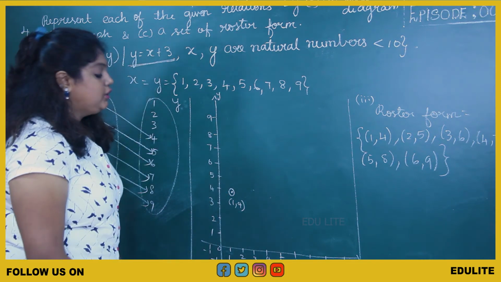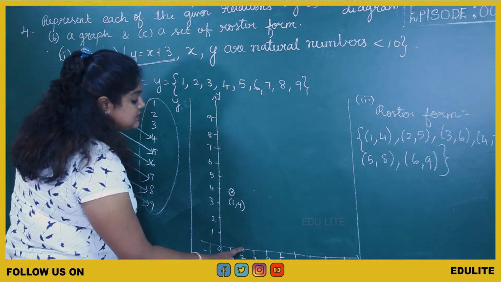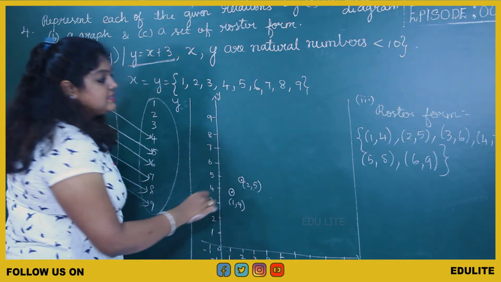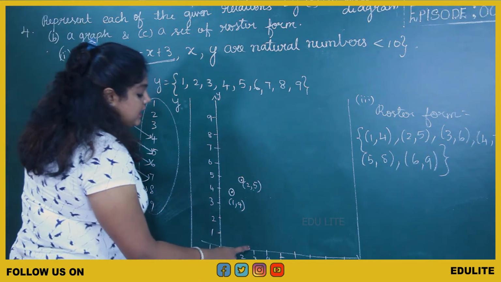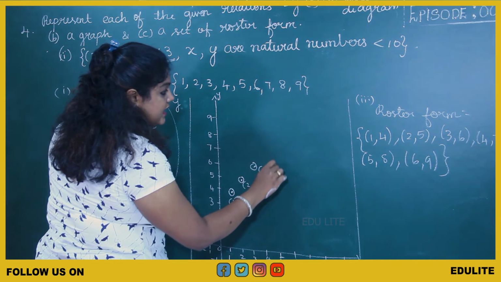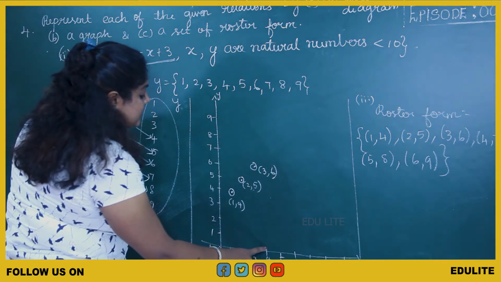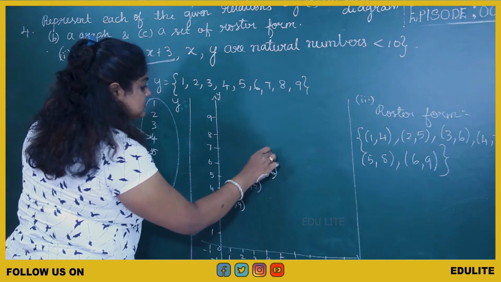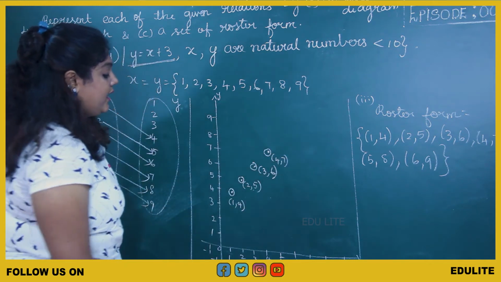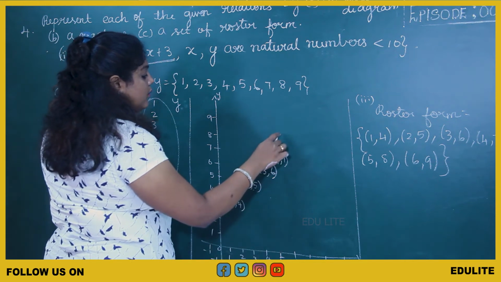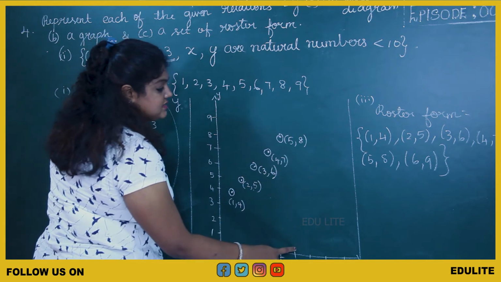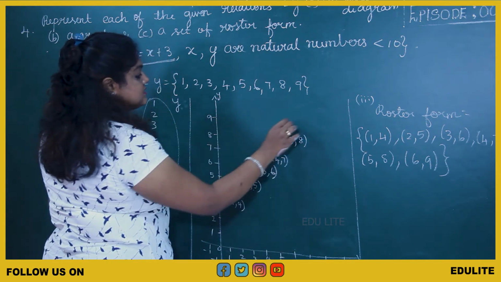What is the next point? 2, 5. Along the x-axis it is 2 and along the y-axis it is 5. So this is 2, 5. Next is along the x-axis 3 and along the y-axis it is 6. So this is 3, 6. Next 4, 7. Along the x-axis it is 4 and along the y-axis it is 7. So this point is 4, 7. The next point is 5, 8. Along the x-axis 5 and along the y-axis it is 8. Therefore 5, 8. Next along the x-axis it is 6 and along the y-axis it is 9.